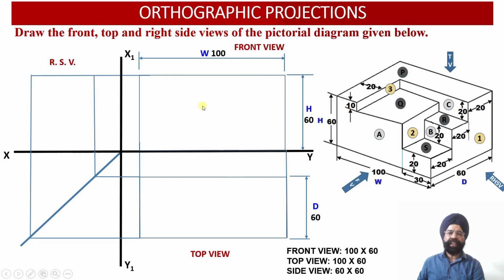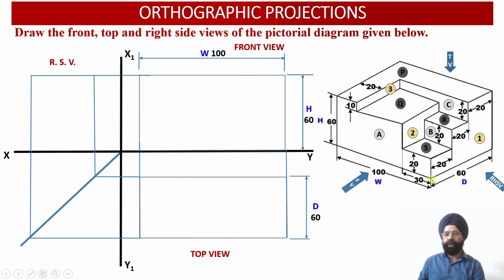So we have obtained the front view face, the top view face, and the right hand side view face over there, right? So this information we have drawn over there. This is no longer required, so we are going to erase this information. Now let us start with the construction of the front view of this particular solid.